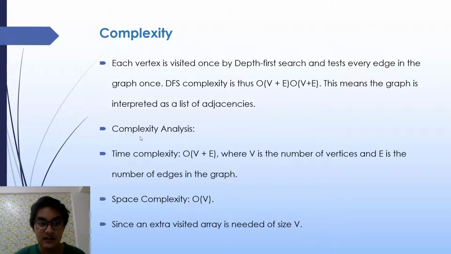Complexity analysis. So the time complexity is order of V plus E, where V is the number of vertices and E is the number of edges in the graph. Space complexity is order of V, since an extra visited array is needed of size V. So this is all about the time complexity and the space complexity of depth first search.